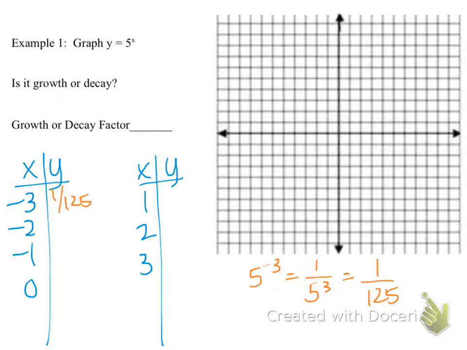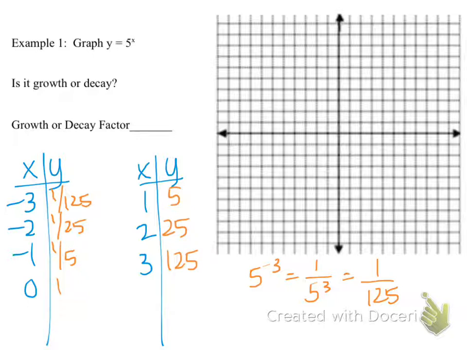When we plug in -2, again, that goes to the denominator, so it's going to be 1 over 5 squared, which is 1/25. Then 1 over 5. And then remember, when you raise anything to the 0 power, 5 to the 0 is 1. 5 to the first power is 5. 5 squared is 25, and 5 to the third is 125.